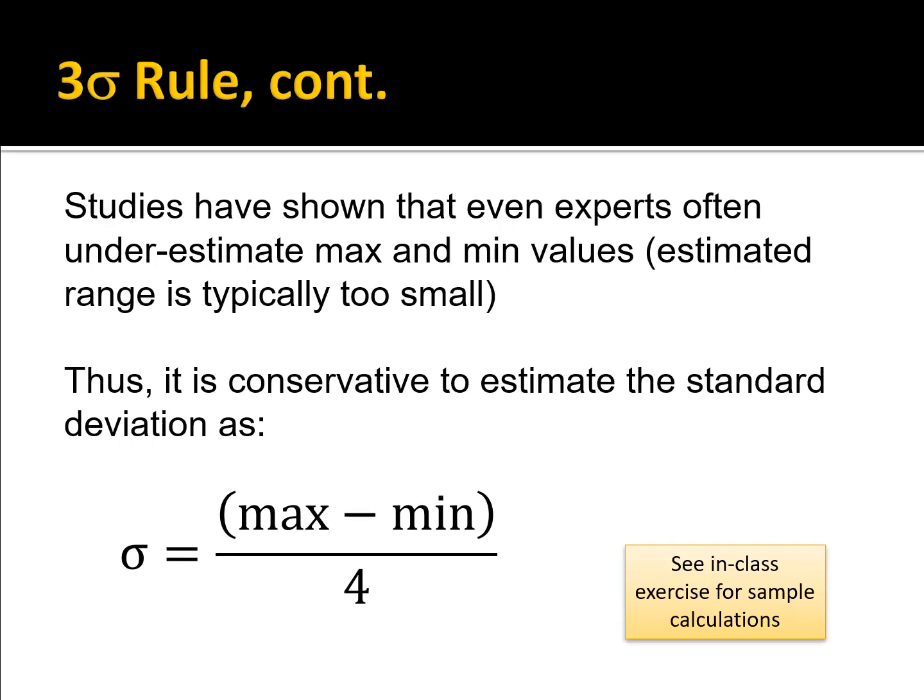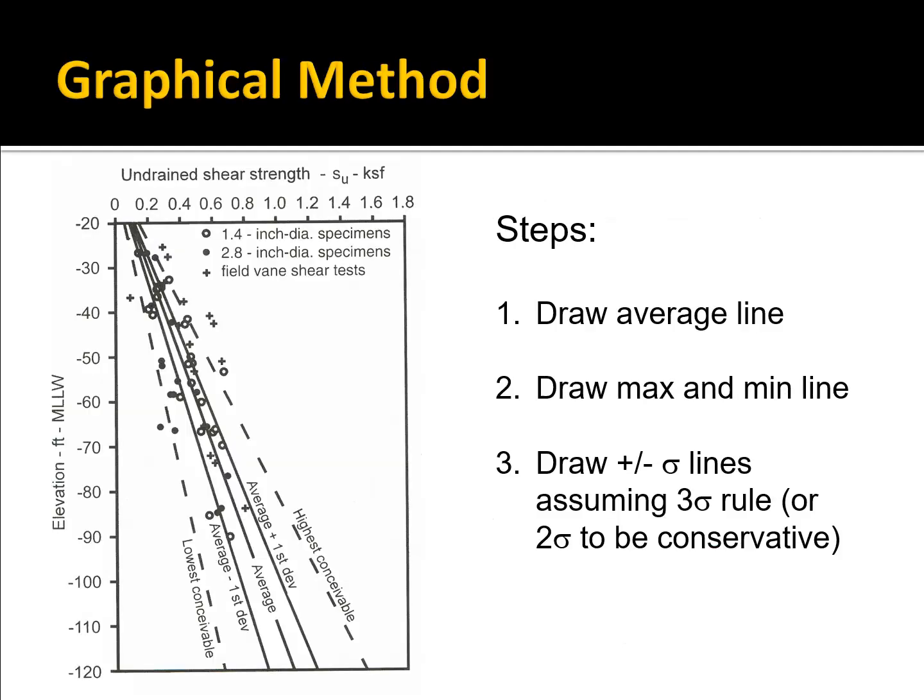However, studies have shown that even experts often underestimate the spread between the max and the min values. Therefore, if you want to be conservative, you can estimate the standard deviation as the max minus the min divided by 4. In other words, using your judgment and looking at the data you have, you come up with a maximum expected value and a minimum expected value and divide that by either 6 or 4. And again, we'll go through that process in our in-class exercise.